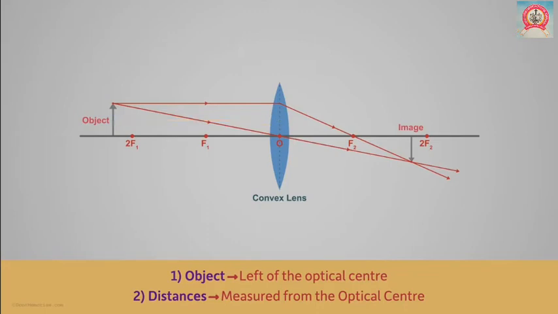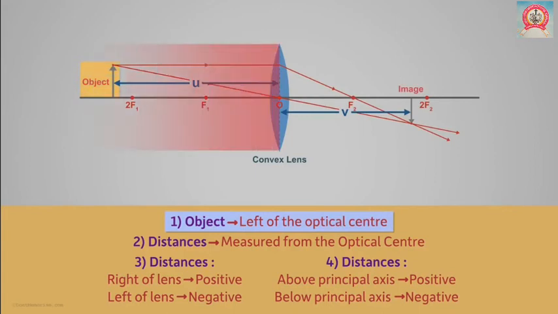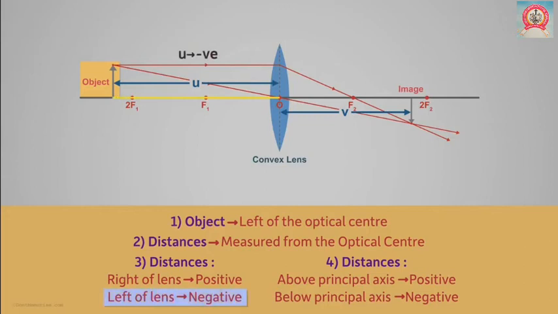The third and fourth conventions are easy. Here they are. What do we measure above and below the principal axis? Yes, the height of the object and the image. And what do we measure right and left of the optical center? Yes, the position of the object and the image. But according to the first sign convention, the object is always placed to the left of the optical center. This means that the object distance from the lens will always be negative, but the image distance will be positive or negative depending on its position.